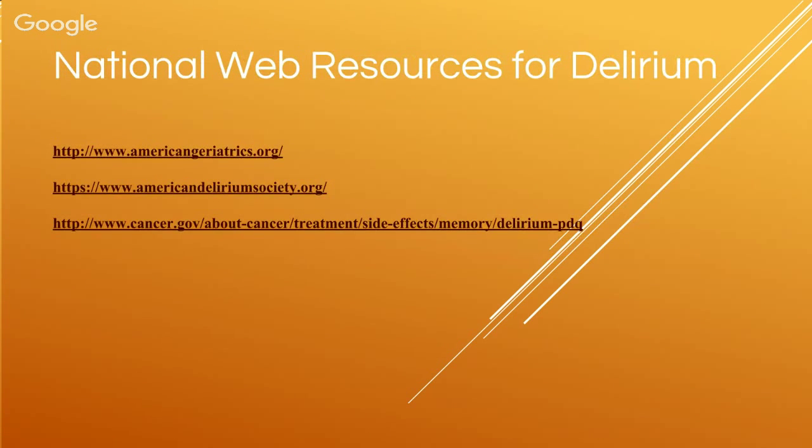Three national web resources for delirium can be found at www.americangeriatrics.org, www.americandeliriumsociety.org, and www.cancer.gov, about treatments, side effects, and memory of delirium. All three of these websites can give you information on some signs and symptoms of delirium, and some of the things you can look for in a patient who may be suffering from delirium, and supports for family and clients that you may be working with. To conclude, we have a short video on delirium.